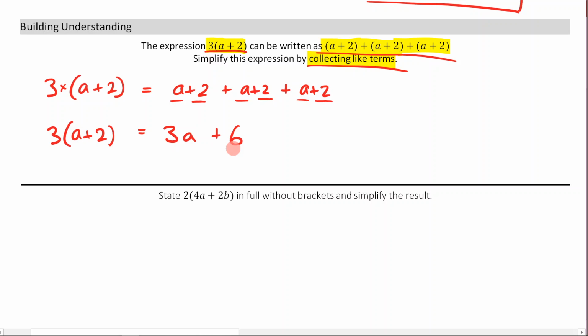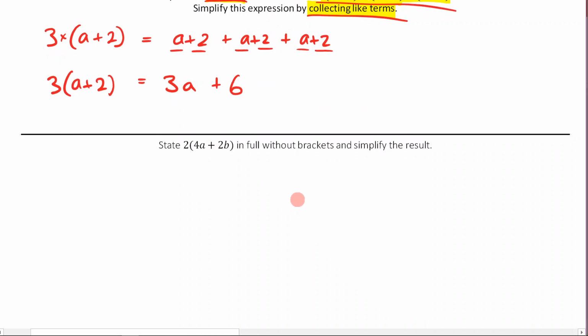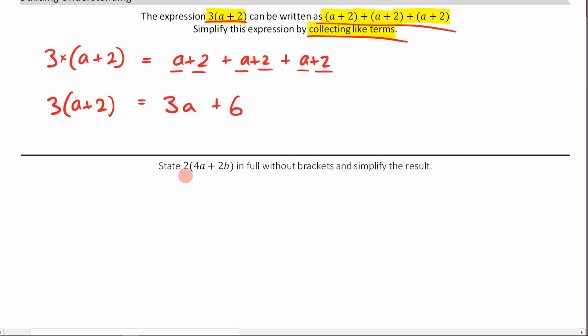Let's go through another example. And we'll leave that one so we can still see it. This says, state this in full without brackets and simplify the results. So here we have 2(4a plus 2b). And remember, there's an invisible multiplication sign there, which is telling us that we have 2 lots of this right here. So that means we have 1 lot plus another lot.